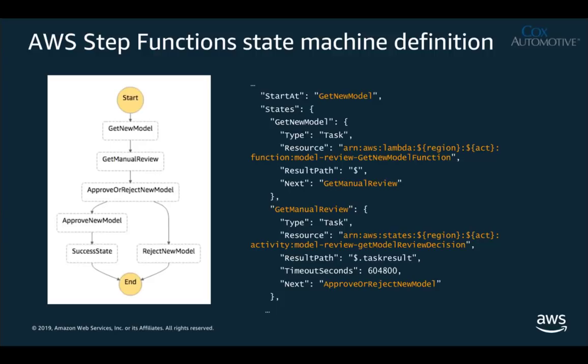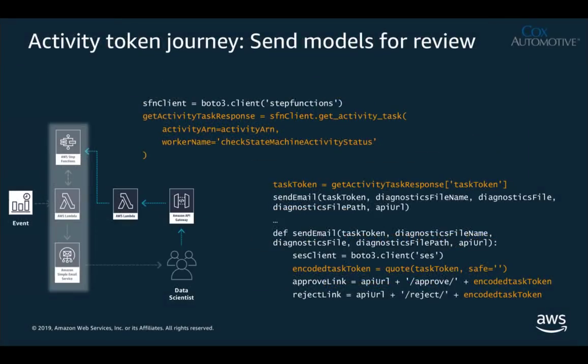So we see the state. This is pretty straightforward JSON. We see the Lambda functions. And I guess the only thing worth mentioning here is the timeout on the get manual review Lambda. I think this is in seconds, and it's a week, I believe. So they give a week to the data science team to say yes or no, we like the model. So very easy stuff, right? Nothing complicated. So let's look at the different steps.